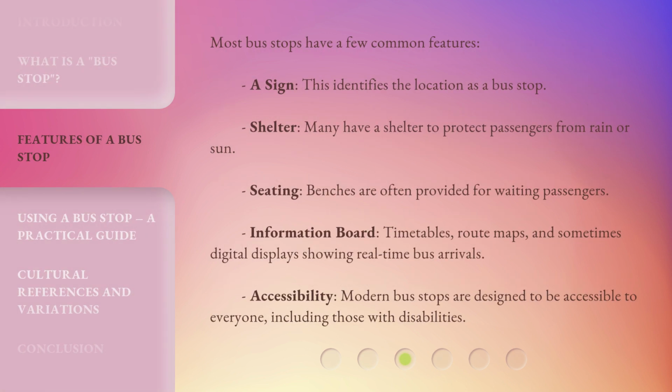Most bus stops have a few common features. A sign. This identifies the location as a bus stop. Shelter. Many have a shelter to protect passengers from rain or sun. Seating. Benches are often provided for waiting passengers. Information board. Timetables, route maps, and sometimes digital displays showing real-time bus arrivals. Accessibility. Modern bus stops are designed to be accessible to everyone, including those with disabilities.